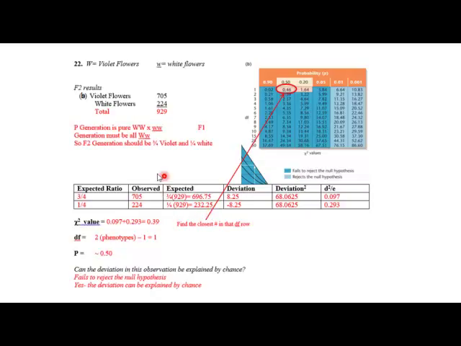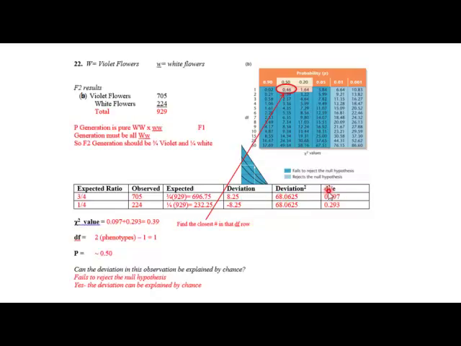To find the deviation, you take the observed minus the expected, and that gets you 8.25 in this column with the violet flowers. And again, you do your observed minus your expected here for white flowers, and that gives you a negative 8.25. For your deviation squared, you just square this number.